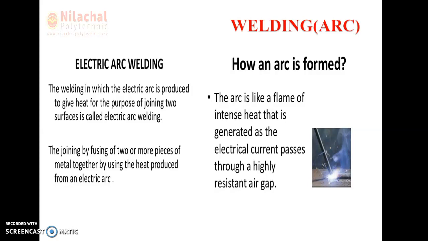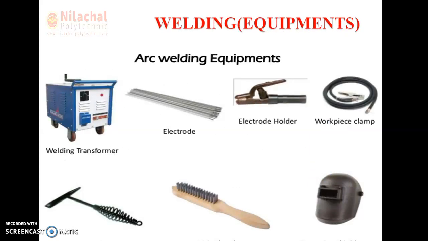How the arc is generated, all these points we have already completed. Here in this slide you can see the various types of arc welding equipment. The basic welding equipment starts from the welding transformer, followed by the electrode, electrode holder, workpiece clamp, chipping hammer, wire brush, and protective shield. We also use many more safety equipment, such as hand gloves and apron, as additional safety equipment.